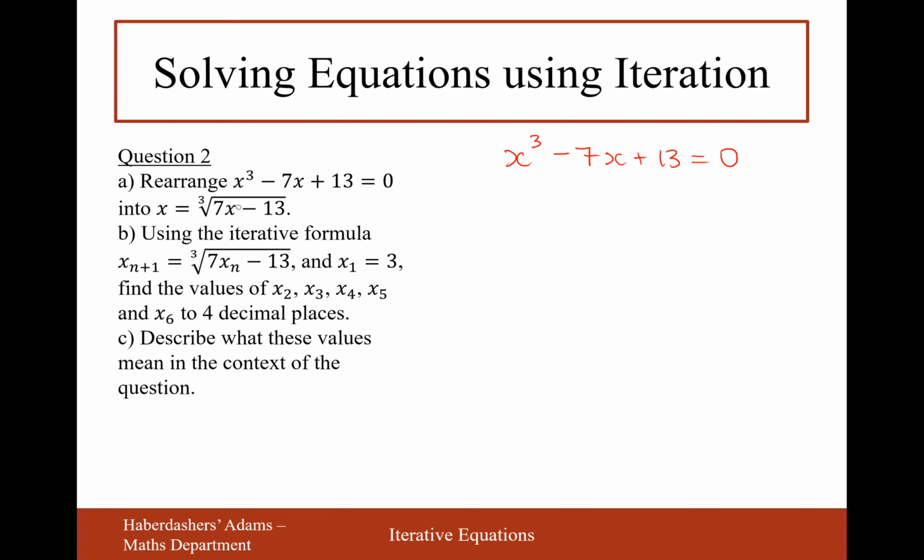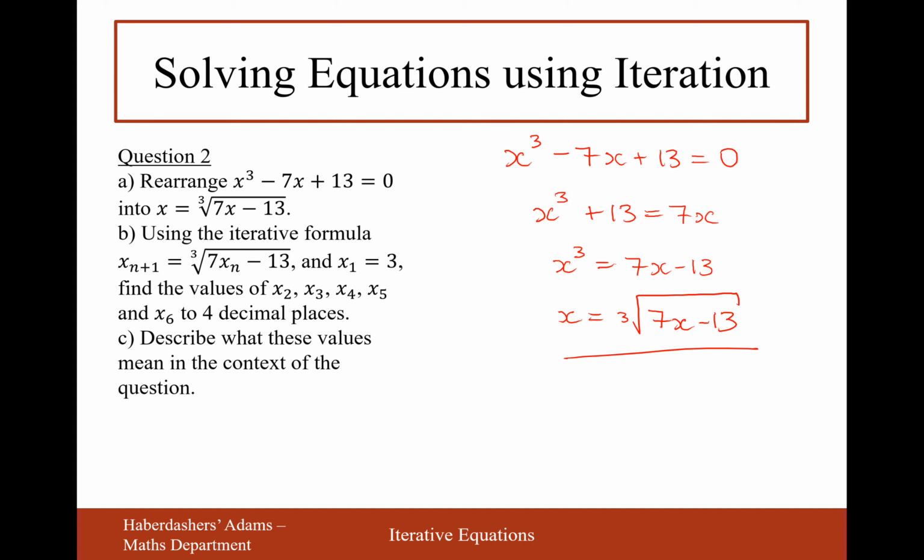First thing I see is that the 7x is now positive, so I'll add 7x onto the other side. Then I will take away the 13, because at the moment it is positive on the left-hand side. And the last thing to do will be to get rid of this cube, so I have to cube root. So cube root of 7x minus 13. There we are, that's the rearrangement done for this question.